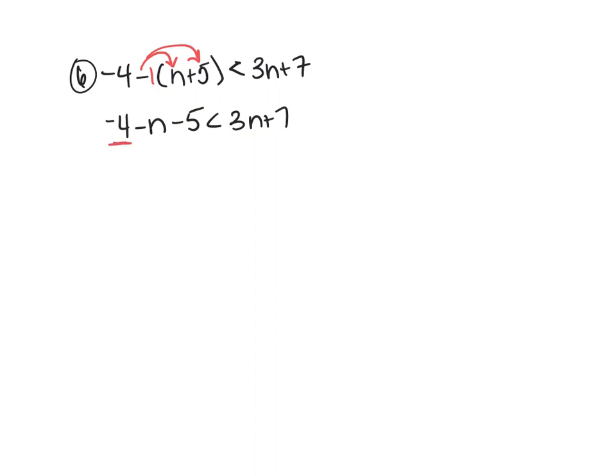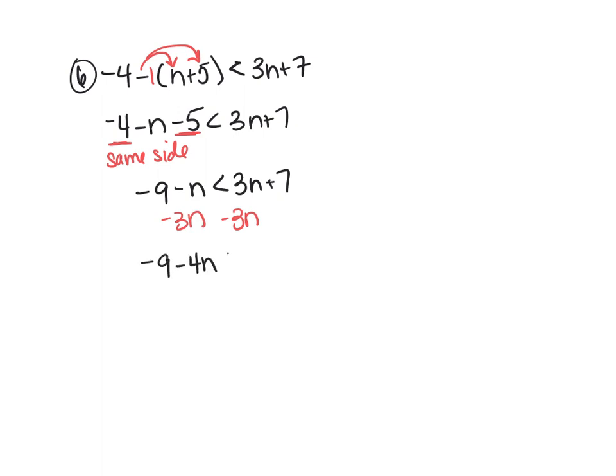Now I have a negative 4 and a negative 5 on the same side. So I'm going to add them together. Negative 9 minus n less than 3n plus 7. And then I can get my variables on the same side, so I'm going to subtract 3n. Negative 9 minus 4n is less than 7.